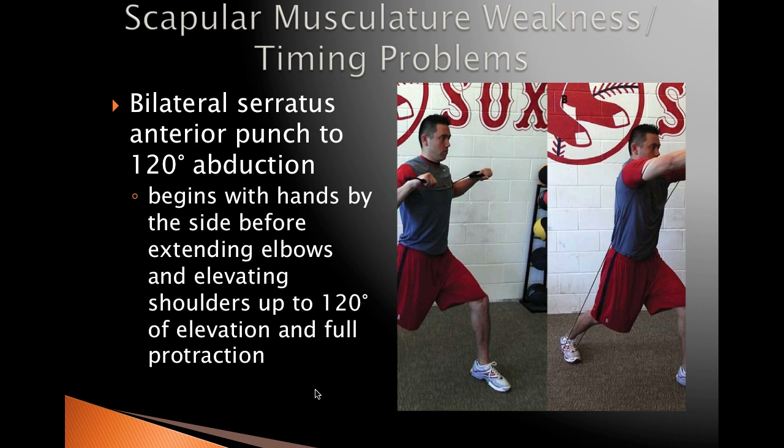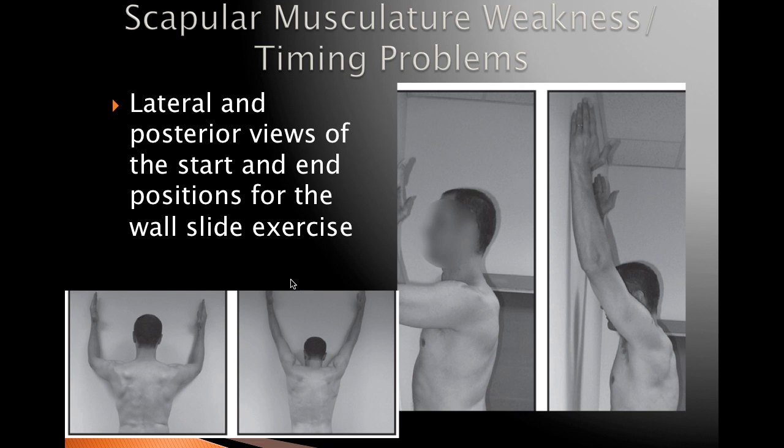Okay, punches. This is a little more advanced. Serratus anterior punch at 120 degrees. You begin by your side and you extend your elbows up till 120 degrees of elevation along with full protraction. So you're working against gravity with this, and this is a tough exercise. See how he has a nice base of support standing on the TheraBand and punching up. The wall slide exercise, starting here and just sliding up, pushing up into the wall, and here's a lateral view.